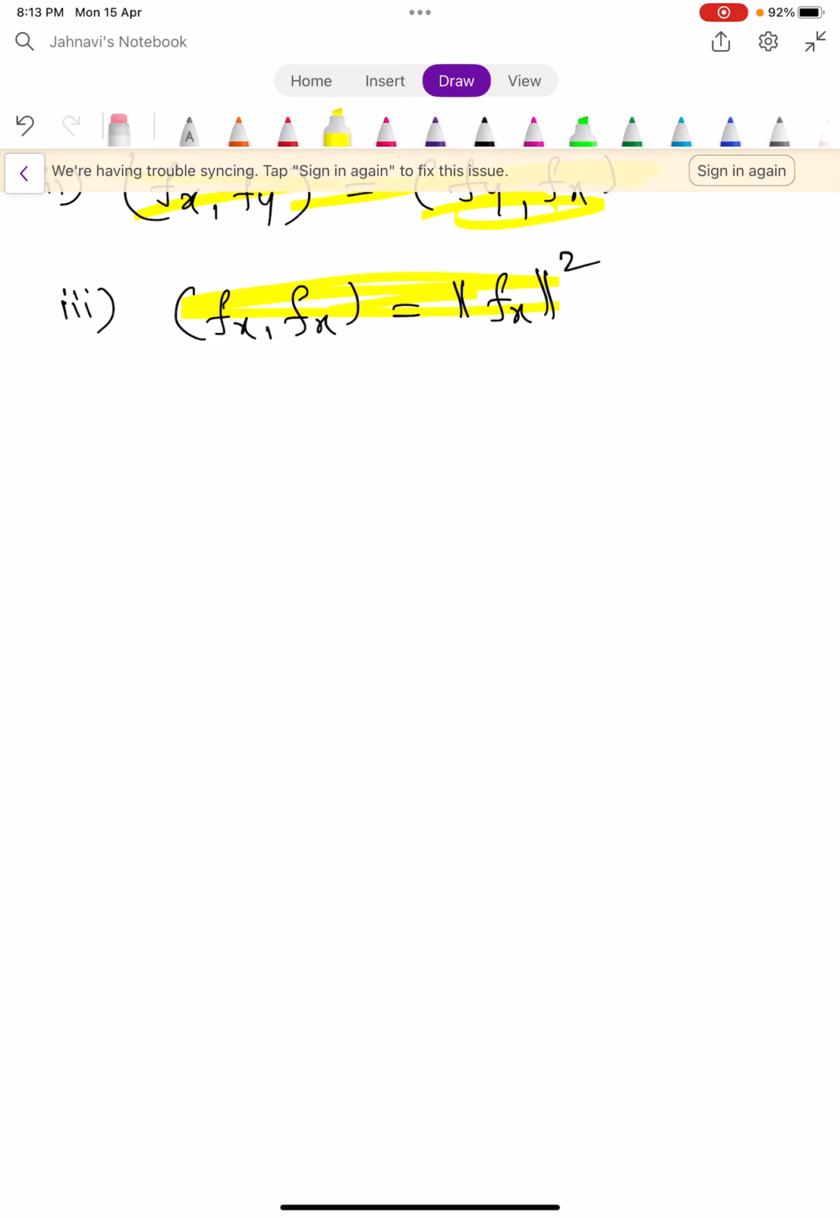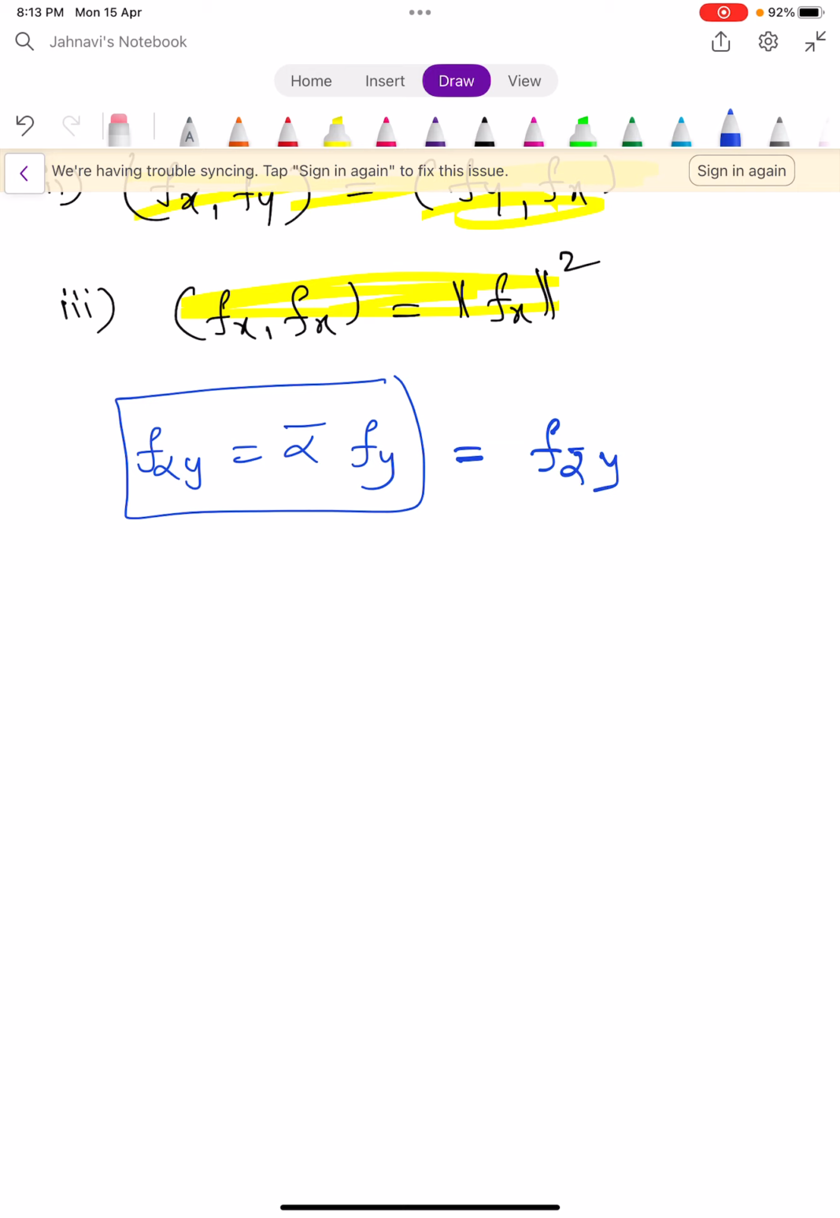We know that by the previous theorem, f alpha y is equal to alpha bar into fy. We learned this condition in the previous theorem. So now we prove them one by one. This alpha bar into fy can also be written as f alpha bar y. So we are going to start with the first condition.